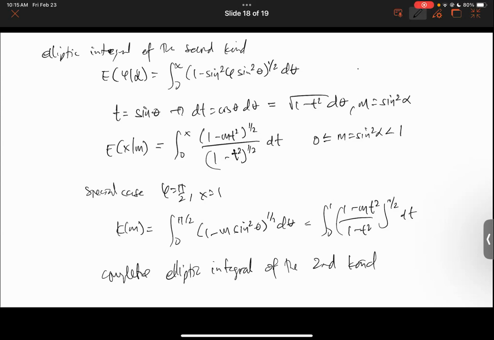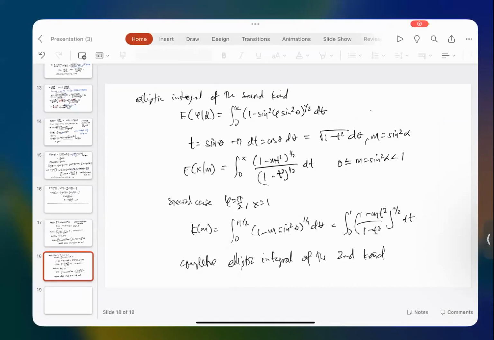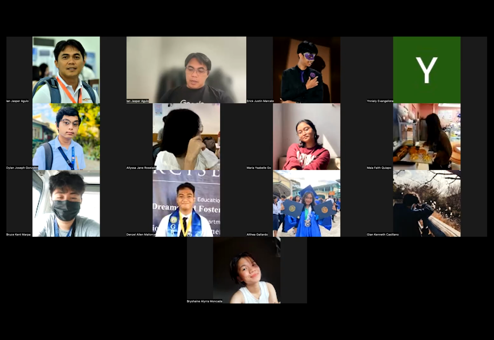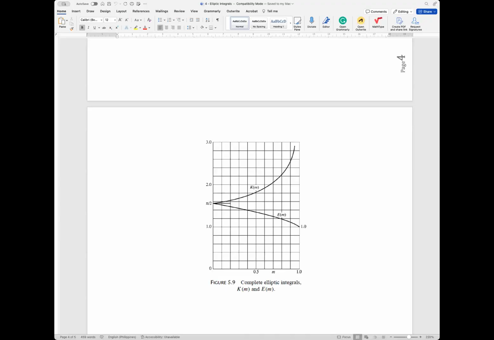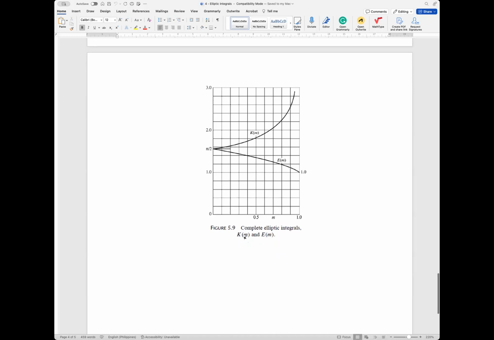So yung mga elliptic integrals na yan have particular usefulness pagdating sa ilang mga physics concepts, like itong simple pendulum. Okay, let me just show you one more slide. So ito yung itsura ng complete elliptic integrals, so the first and second kind.